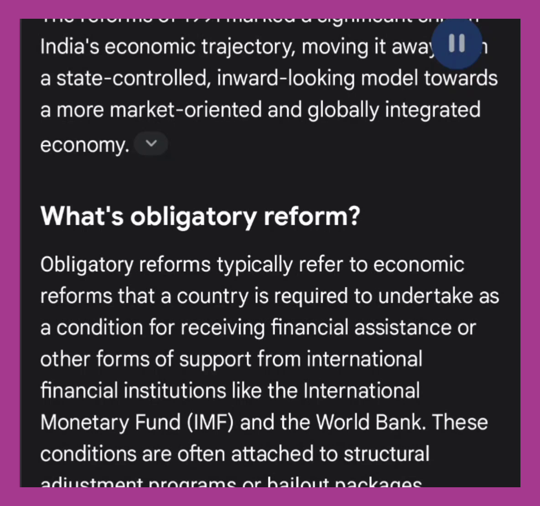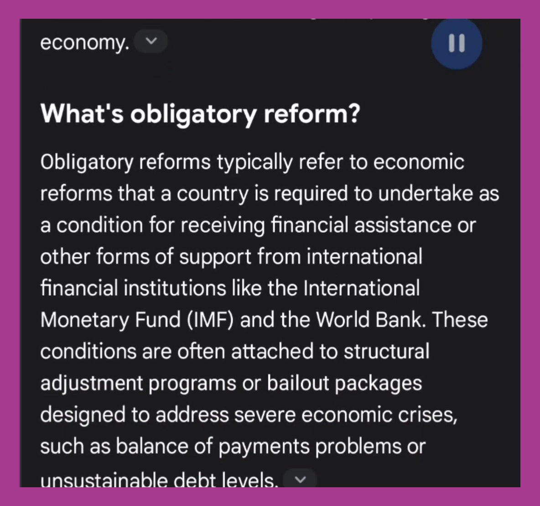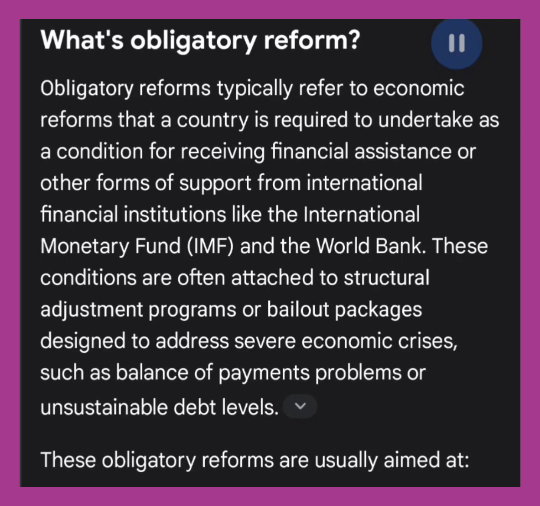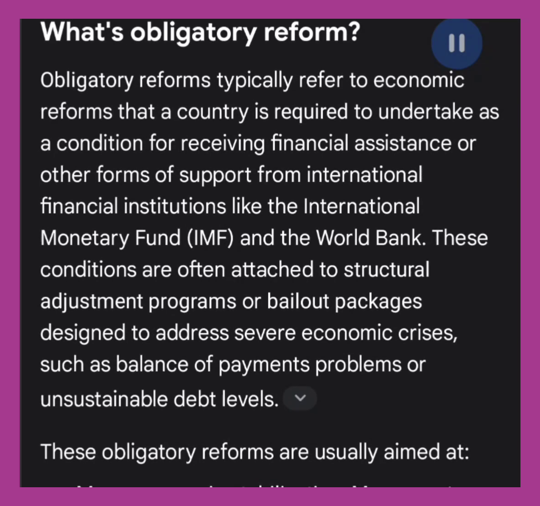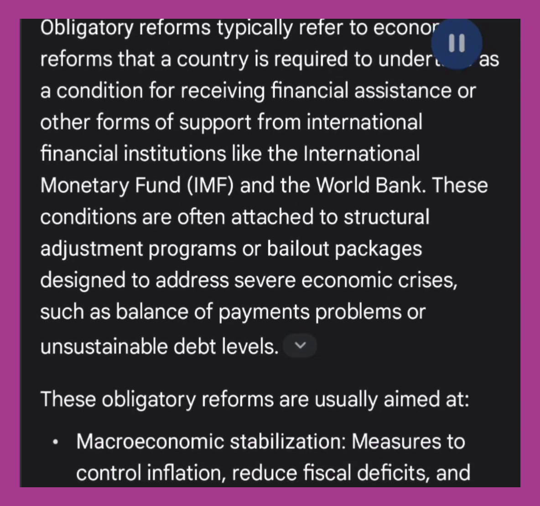What's obligatory reform? Obligatory reforms typically refer to economic reforms that a country is required to undertake as a condition for receiving financial assistance or other forms of support from international financial institutions like the International Monetary Fund, IMF, and the World Bank. These conditions are often attached to structural adjustment programs or bailout packages designed to address severe economic crises, such as balance of payments problems or unsustainable debt levels.